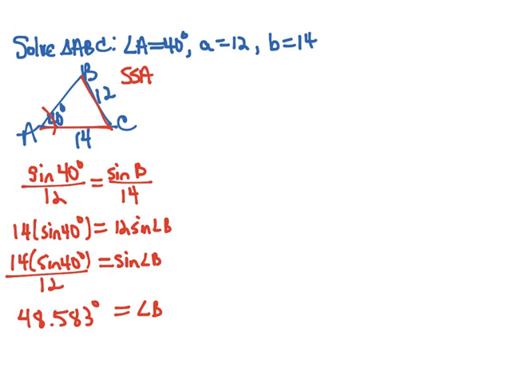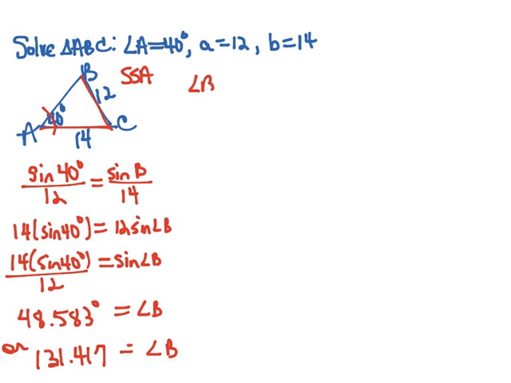48.583 degrees. Now, because when we use an inverse sine, sine is positive in both the first quadrant and the second quadrant, then we might also have another value for angle B. So angle B could also be 180 minus this value, which would give us 131.417.